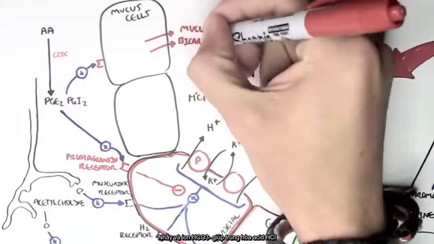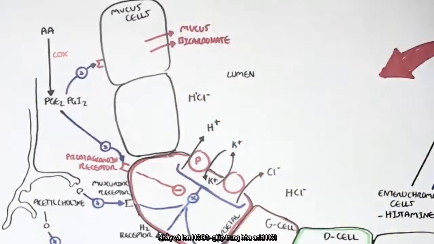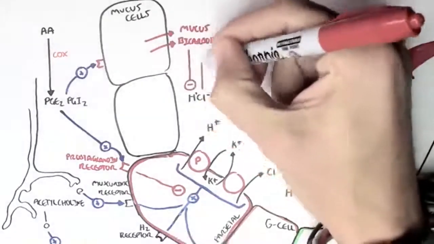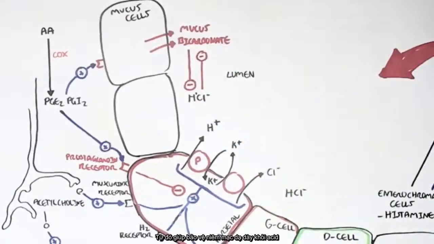These are the most important substances that have a negative effect on hydrochloric acid in the lumen of the stomach, because mucus and bicarbonate essentially neutralize the acid, which prevents the acid from damaging the stomach itself.